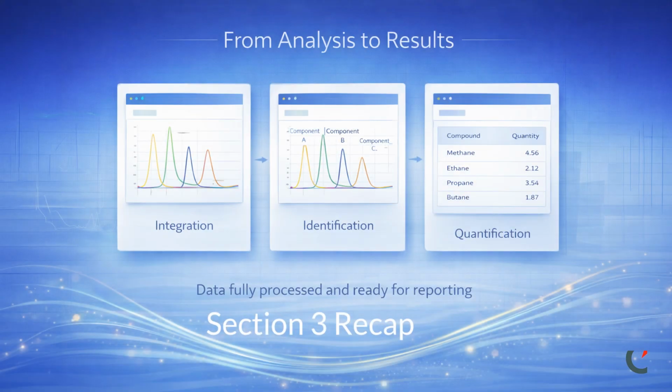In the previous section, Section 3, we worked through how to analyze chromatographic data. We covered opening and working with chromatograms, applying integration to define peaks, and using calibration to identify components and calculate quantities. At this point in the workflow, your data has been fully processed. Peaks have been integrated, components have been identified, and quantities have been calculated. Now we move to the next stage, which is reporting.